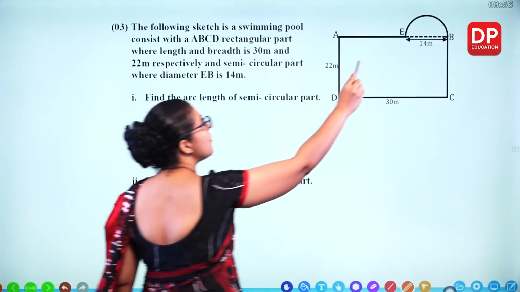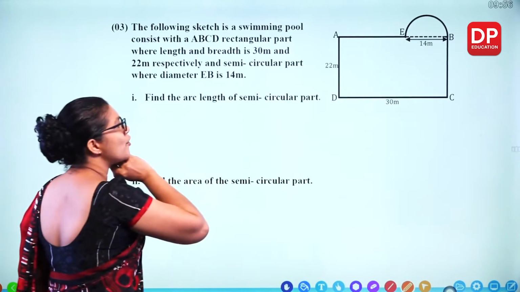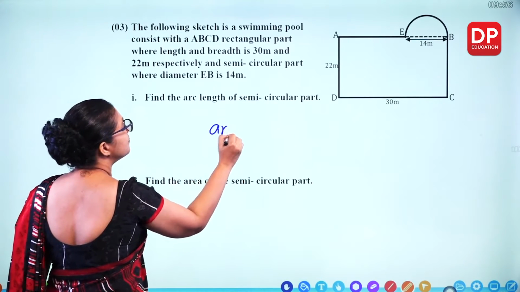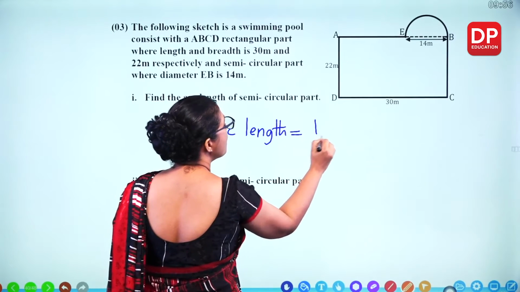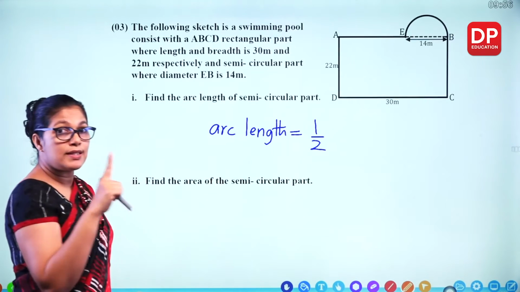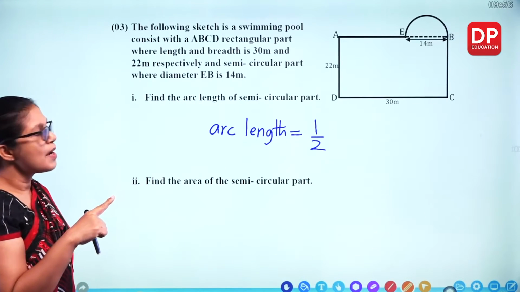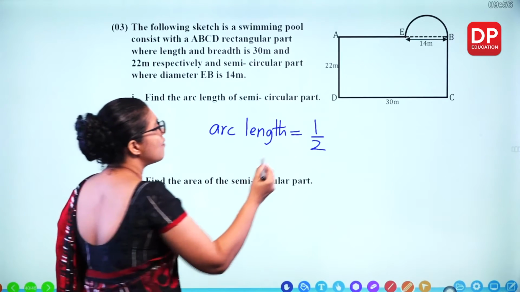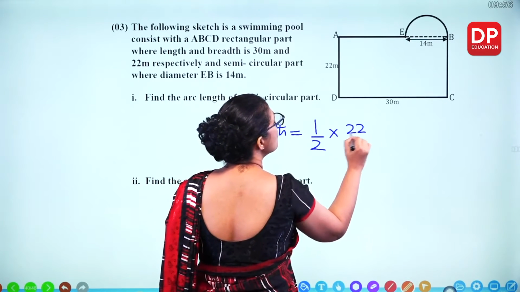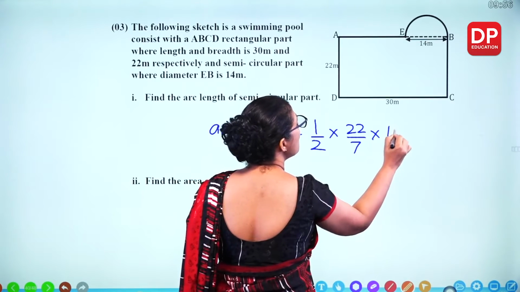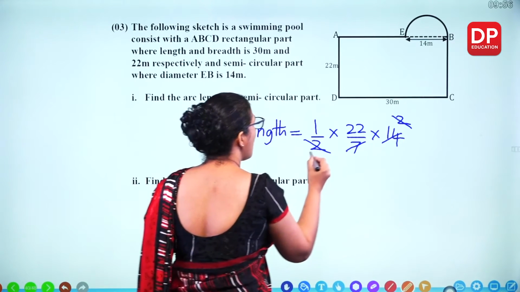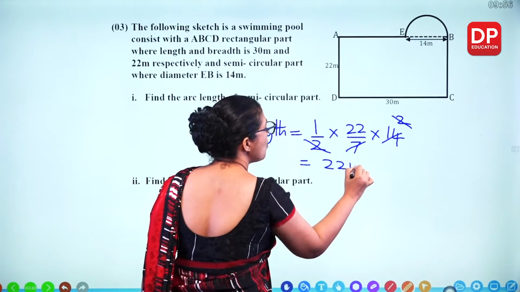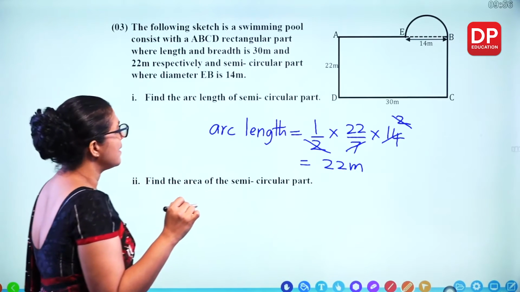So the semicircular part is here. So how do you find out the arc length? Half of the total circumference, pi d. Half of pi d. Pi is 22 over 7. D is 14, 7 times 2. 2 get cancelled out. So you get 22 meters is the arc length.